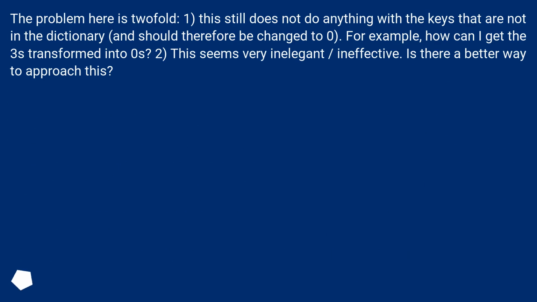The problem here is twofold. 1. This still does not do anything with the keys that are not in the dictionary, and should therefore be changed to 0. For example, how can I get the 3's transformed into 0's? 2. This seems very inelegant, ineffective. Is there a better way to approach this?